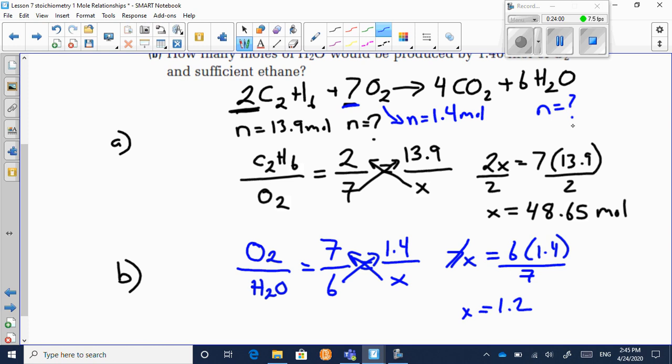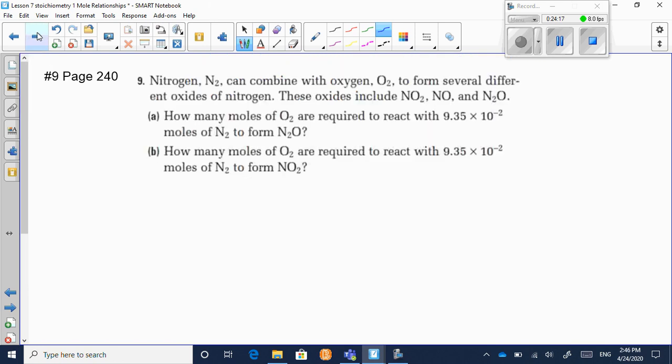Because look, it's a 7-to-6 ratio from our balanced equation, so you make a little bit less of the H2O than what you started with of the O2, and sure enough, it's going from 1.4 down to 1.2, so the numbers make sense. Okay, let's try one more question here.